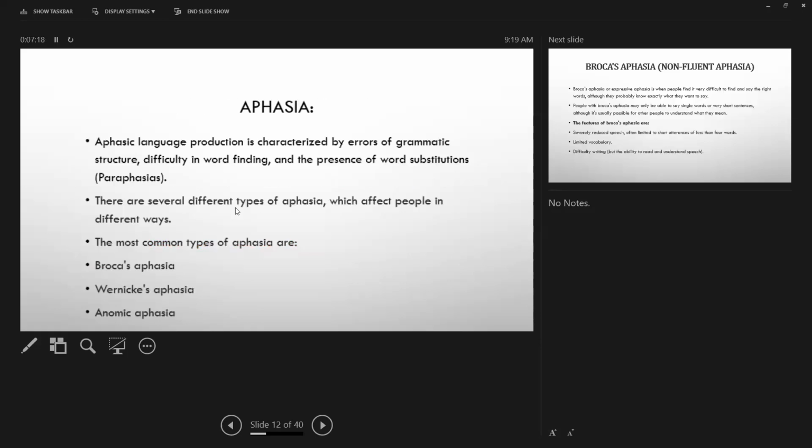Aphasia. Aphasic language production is characterized by errors of grammatical structure, difficulty in word finding, and the presence of word substitution. There are several types of aphasia. So in aphasia, people either make a lot of mistakes in syntax, or they take a lot of time, so pauses will be present, in finding words, or they will present word substitution. What happens in word substitution? They substitute the word we normally use with some abnormal word, which completely changes the meaning of the sentence. The most common types of aphasia are Broca's aphasia, Wernicke's aphasia, and anomic aphasia.